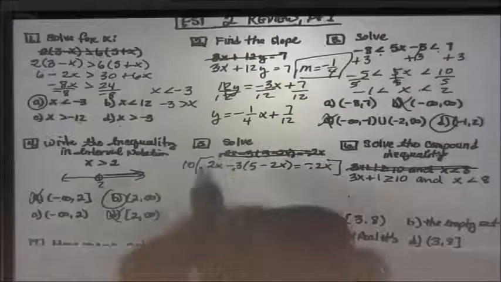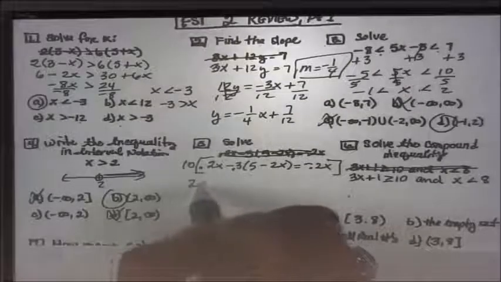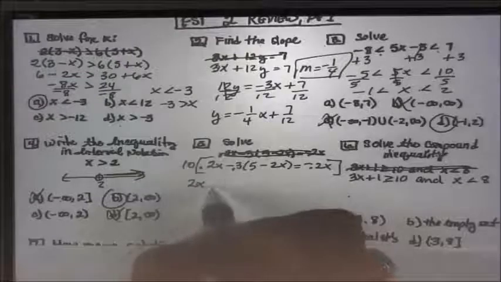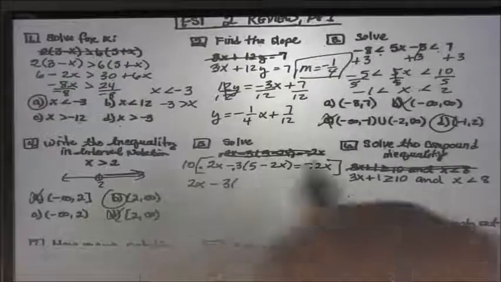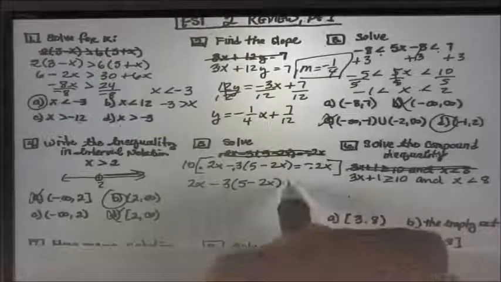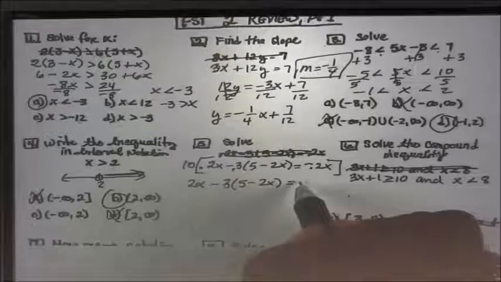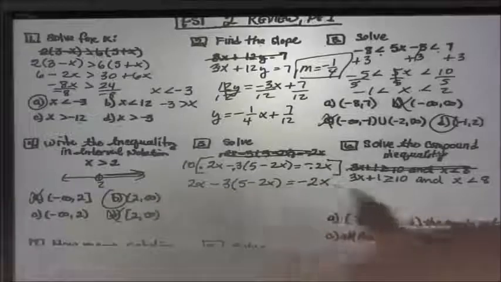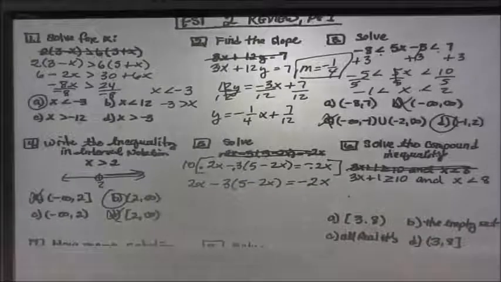So here we are with the cleanup. That leaves us with 2x. Do we agree? Minus 3 times, and the stuff in the parentheses stay the same, equals -2x. Is everybody okay with the cleanup?